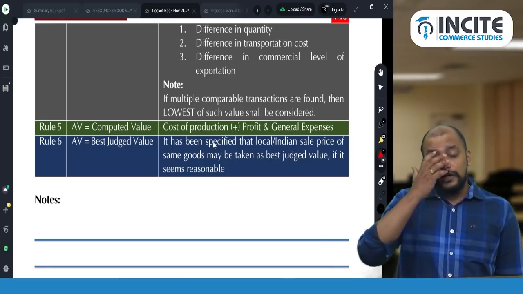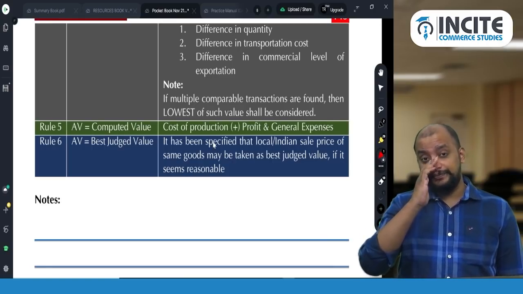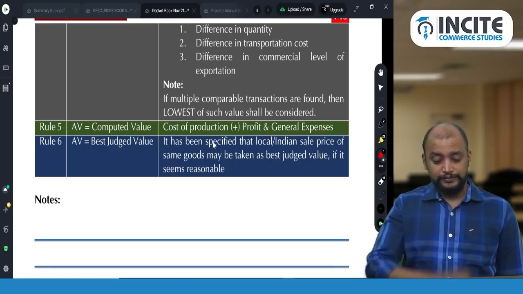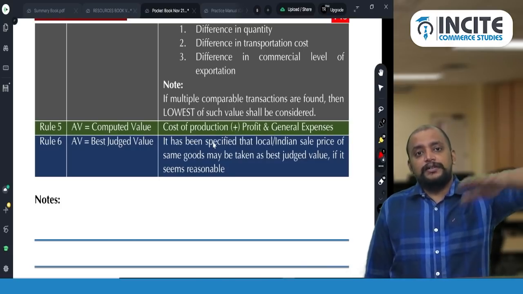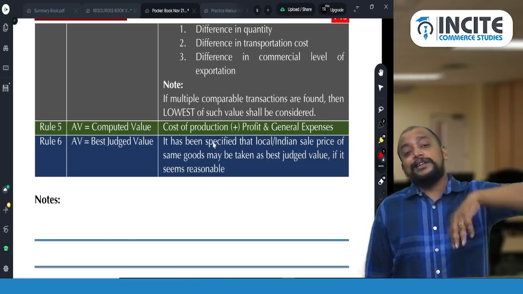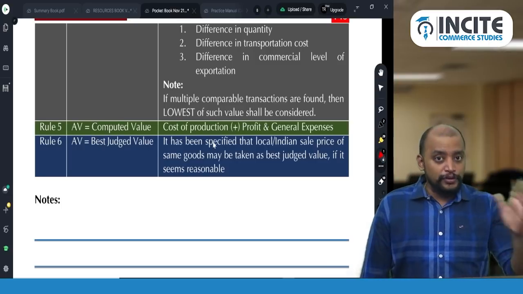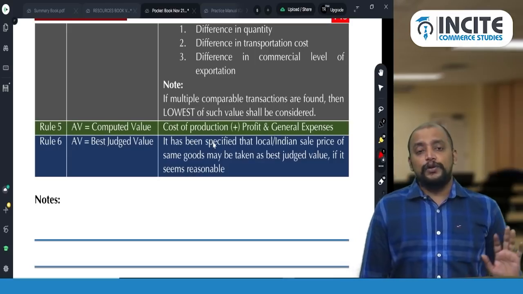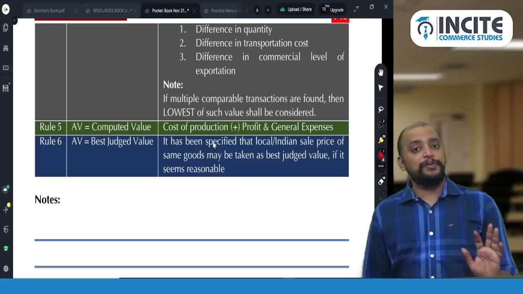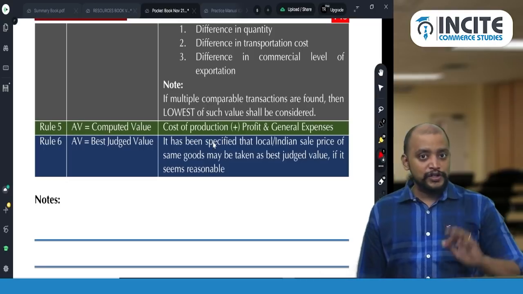Any doubts up to this point? Yes, sir. When will these valuation rules be applicable, sir? When transaction value fails. Suppose it is imported goods and the customs officer rejects the transaction value, whatever we declared in our bill of entry or shipping bill, then valuation rules will come.